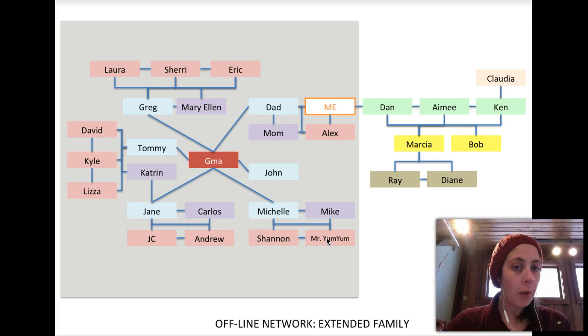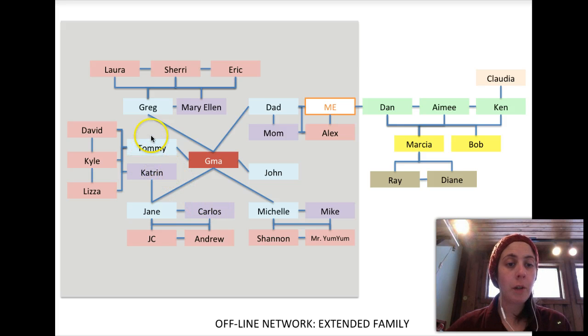So here we see my grandmother in the middle. Everyone in this light blue, which is here, so John, Michelle, Jane, Tommy, Greg, and my father are actually all of my grandmother's kids. So they have a direct connection with her, and they tend to talk often. The purple folks here are my aunts and uncles' spouses, and here my mom.